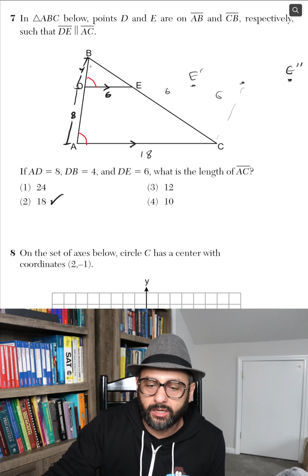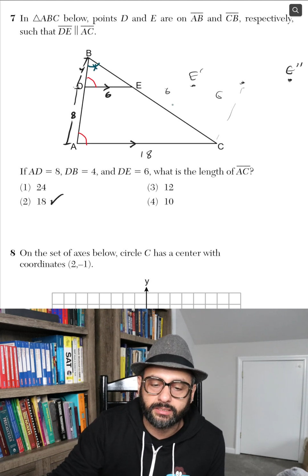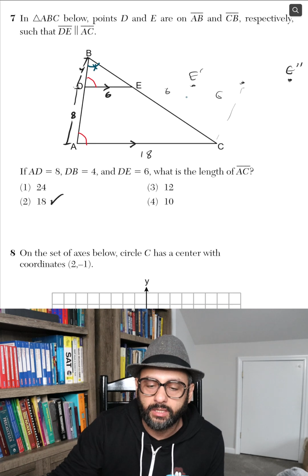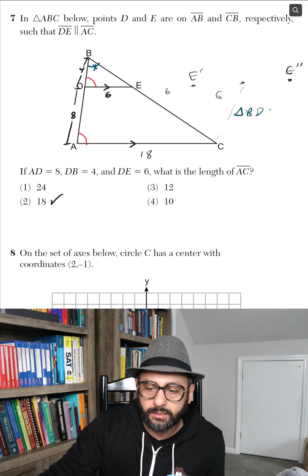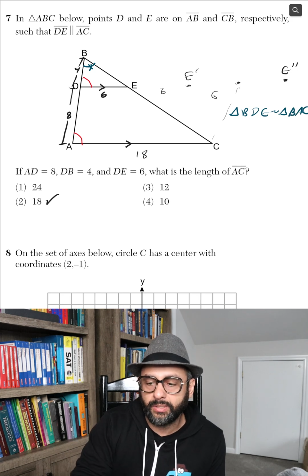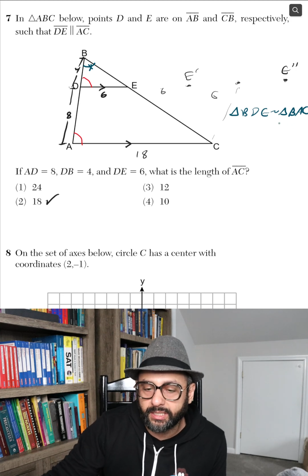Similarly, angle B is congruent to itself. Put an X there just to say that it's congruent to itself. And angle B is an angle of triangle BDE and triangle BAC. So these two triangles have two congruent pairs of angles, so they're similar. Triangle BDE is similar to triangle BAC, okay? And with corresponding sides in that order.